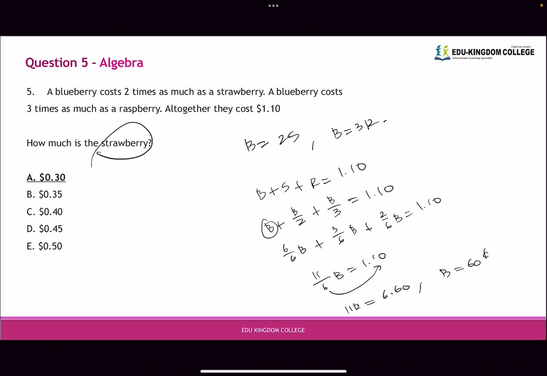Now they're asking for how much is the strawberry. So the strawberry, if you remember, is half the blueberry. So therefore, strawberry equals 30 cents.